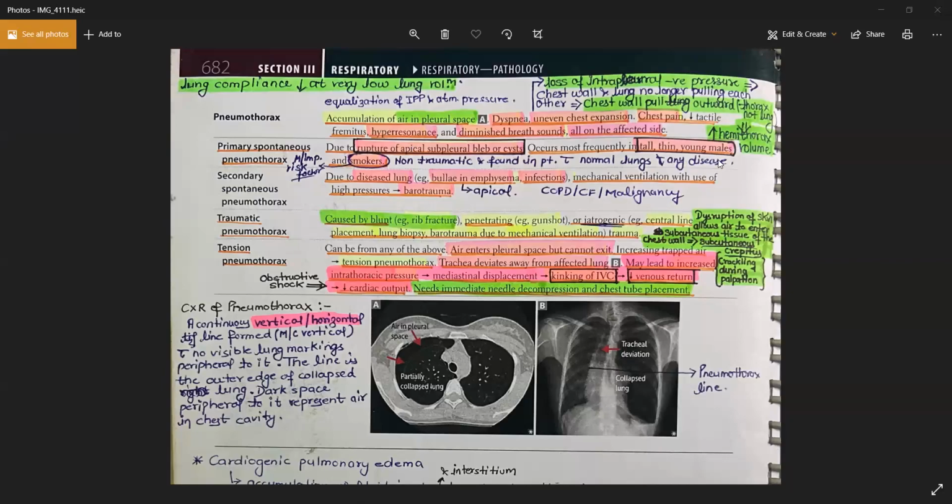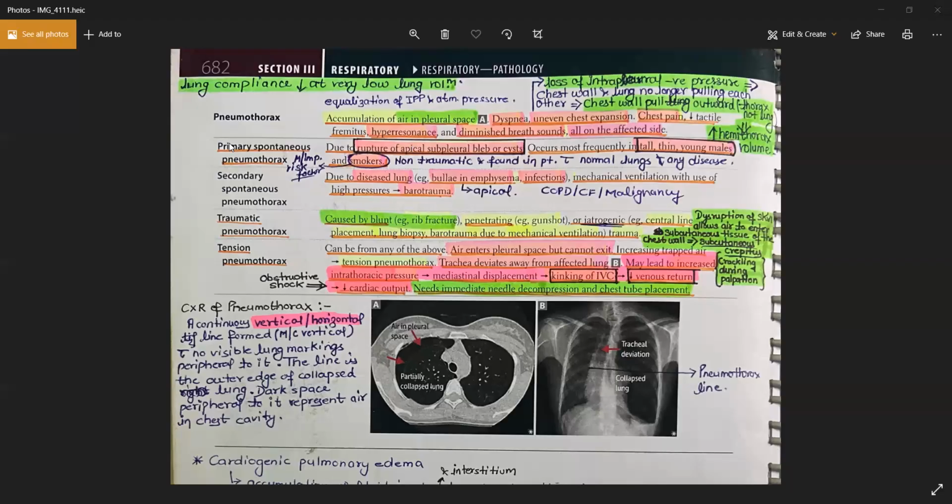So this condition is most frequently seen in patients who are very tall, thin, and young, and they have a very minimal history of smoking. Even a minimal smoking history, apart from being tall, thin, and young, will promote developing an apical or subpleural bleb, and as a result, whenever this bleb gets ruptured, the patient will develop a spontaneous pneumothorax.